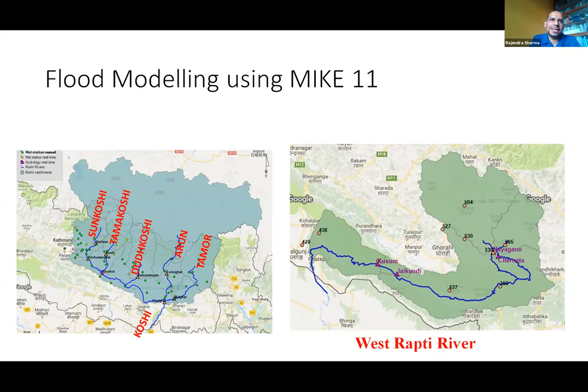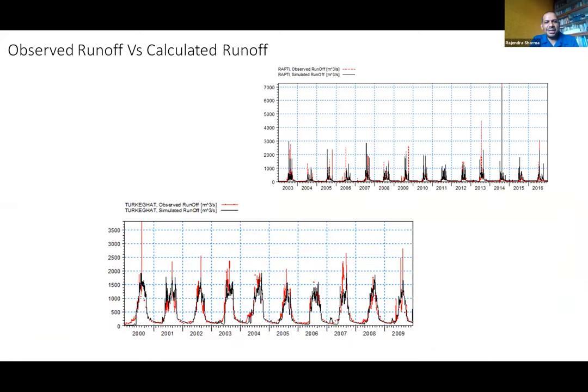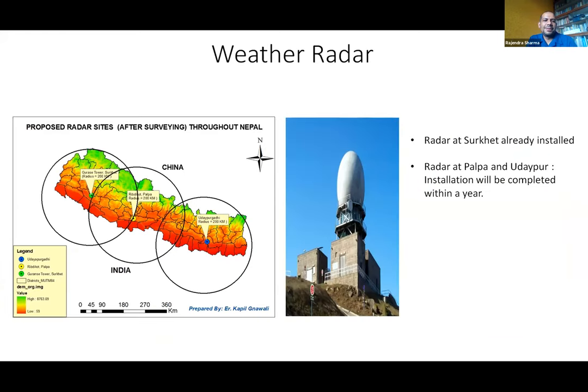And if, by seeing the results of this monsoon, the result is okay, we are planning to duplicate the same system for other basins as well. This is for forecasting for 3 days. This is the model output. It is giving good results. And another is weather radar. Our plan is to build 3 weather radars for the country. One has already been installed in the western part, in Surkhet. Two are to be built.